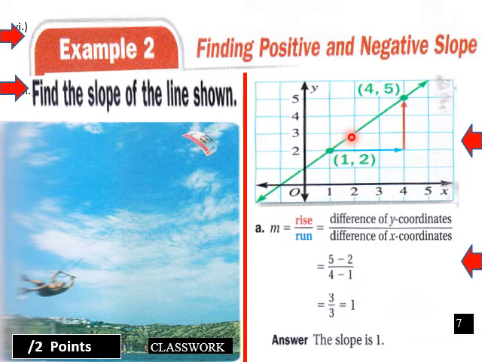So for every up 1, we are over 1. So rise over run, up 1, over 1. That would be another way of looking at it.